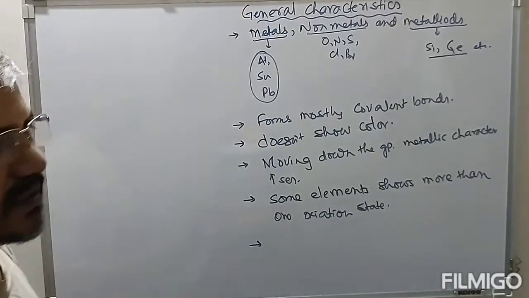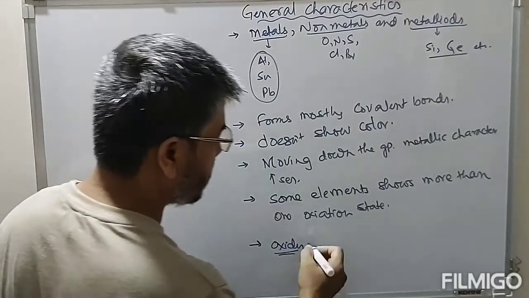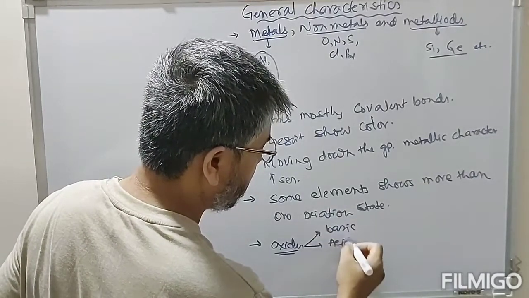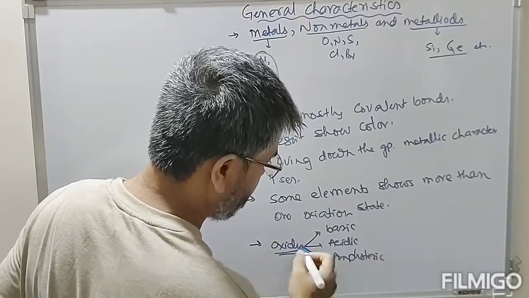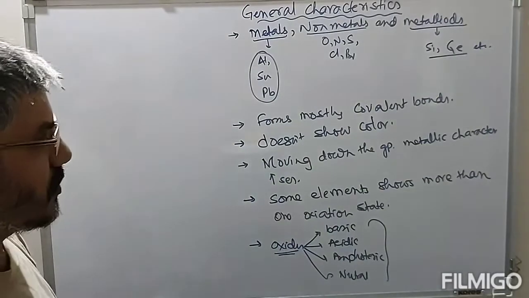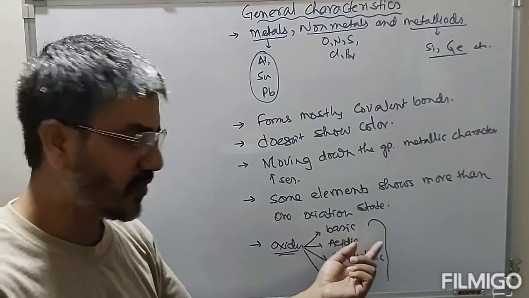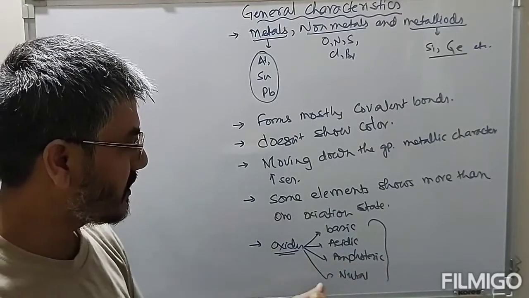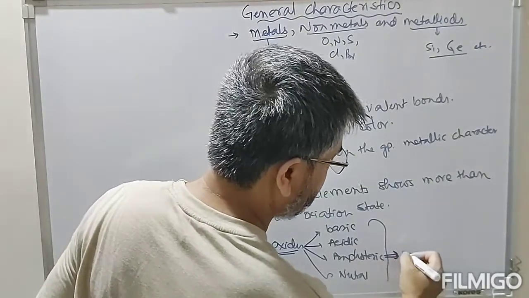The oxides of these elements, so we are considering oxides, can be basic, acidic, amphoteric and neutral. So the oxides of the p block show all different types of oxides. Some of the oxides are basic, some are acidic, some are amphoteric, and some of them are neutral. Amphoteric means showing both acidic and basic behavior.